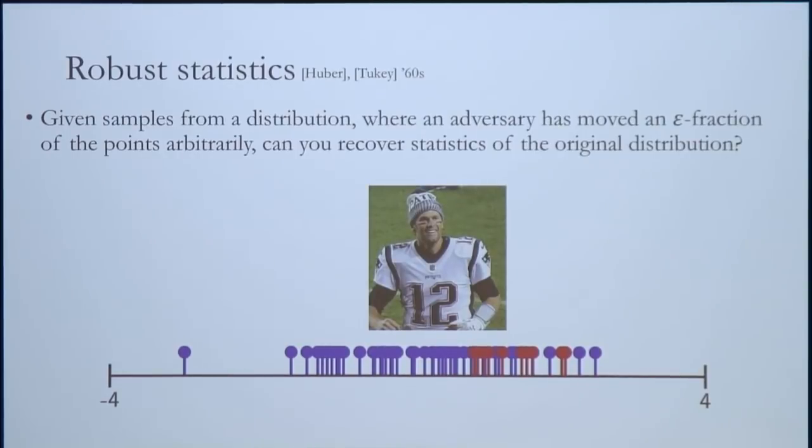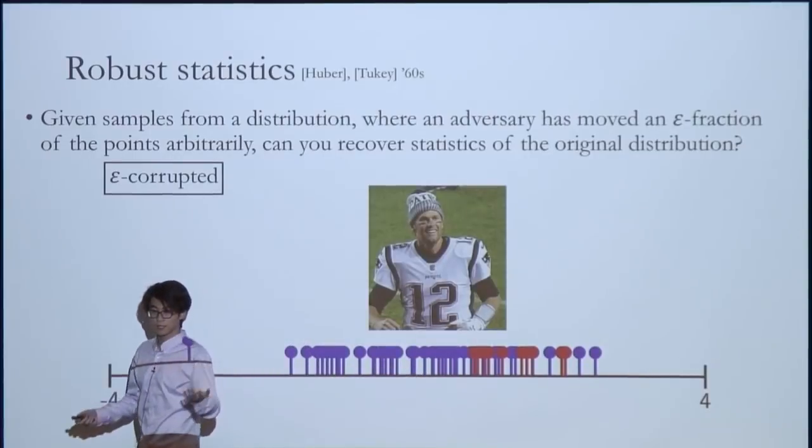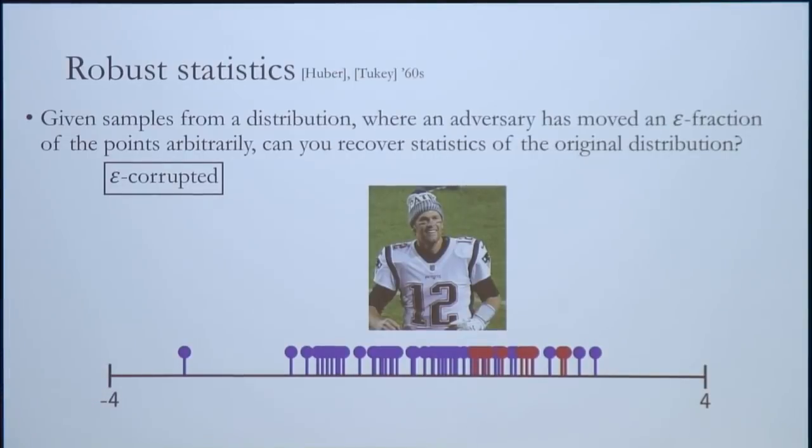Okay, cool. And for simplicity throughout this talk, I'll call such a set of samples epsilon corrupted. So you can think of an epsilon corrupted set of samples as a set of regular data points plus an epsilon fraction of outliers. Okay, where the outliers really can be adversarial. And our goal is to learn in the presence of epsilon corrupted samples.